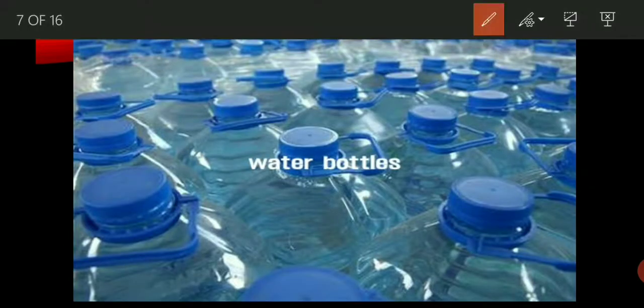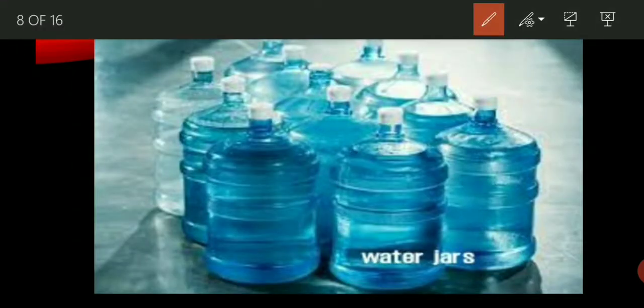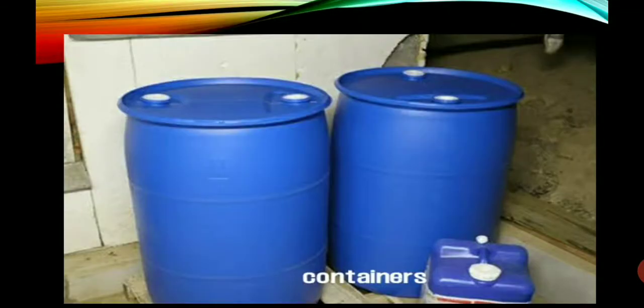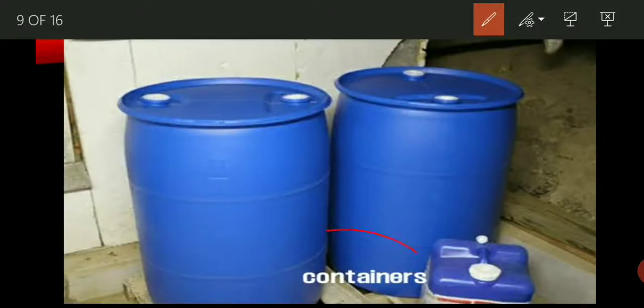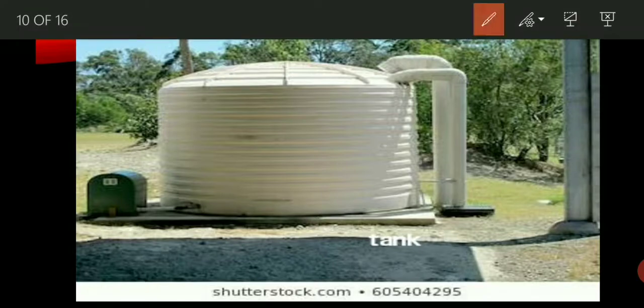We can store water in water bottles. We also store water in water jars. You have seen them at your home also. We used to store water in them. We can store water in large and big containers. We can also store water in tanks.